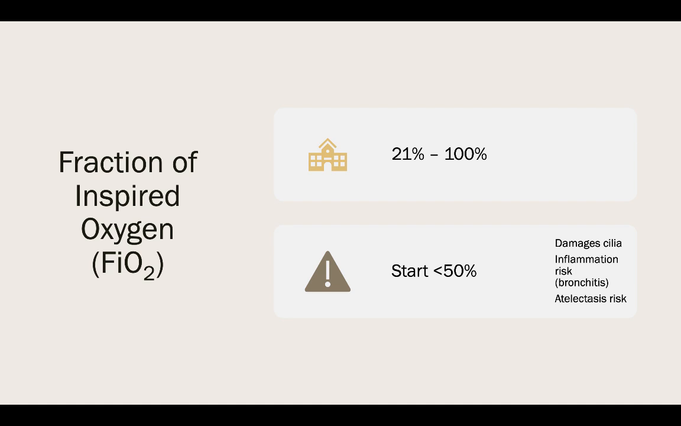As we get higher and higher, we are going to be damaging our cilia within our respiratory tract. There's a huge bronchitis risk, inflammation risk, and there's a risk of atelectasis, creating those kind of hardened, stiff alveoli. So we don't want to be pounding lots and lots of oxygen into our patient just because we can. These patients are going to be vented for a while. This isn't just a short-term thing. So we're going to start low and go high.